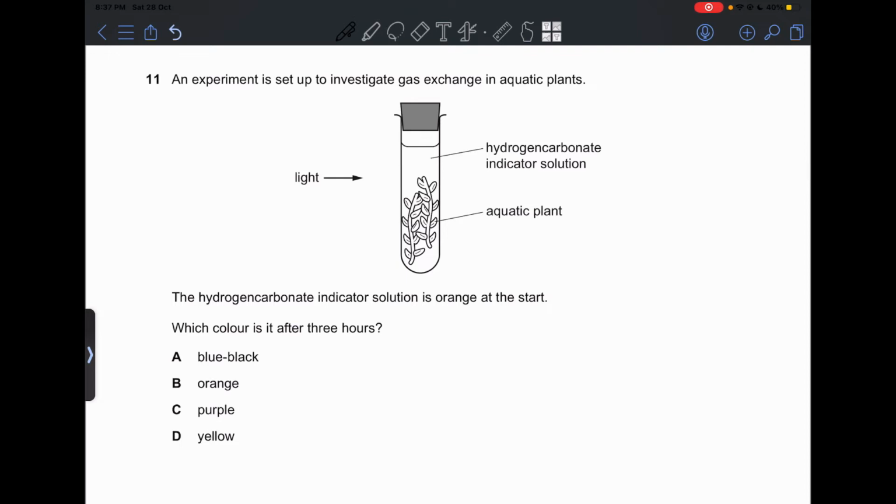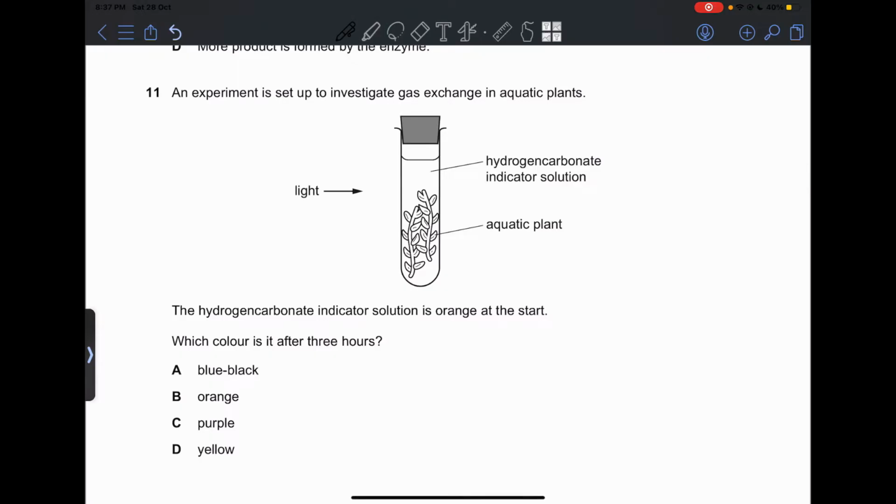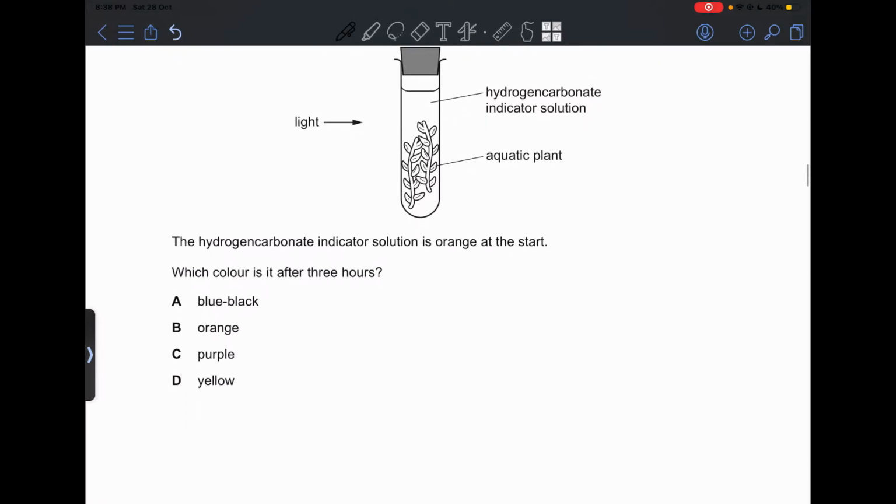An experiment is set up to investigate gas exchange in aquatic plants. The hydrogen carbonate indicator is orange at the start. Which color is it after 3 hours? So we actually know that photosynthesis will occur, and when it occurs there will be oxygen produced, which will turn the indicator into purple. So our answer is going to be C.